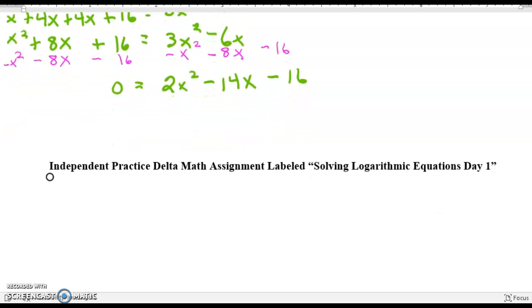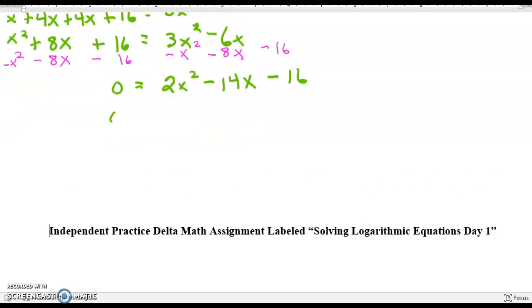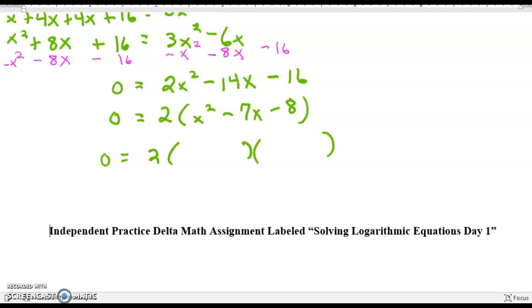We always look for a GCF first. If we could factor out a GCF, which we can, factor out the 2. Look for two numbers that multiply together to give us -8, but add together to give us -7. So I feel like that would be a -8 and a +1. So x equals +8, x equals -1.